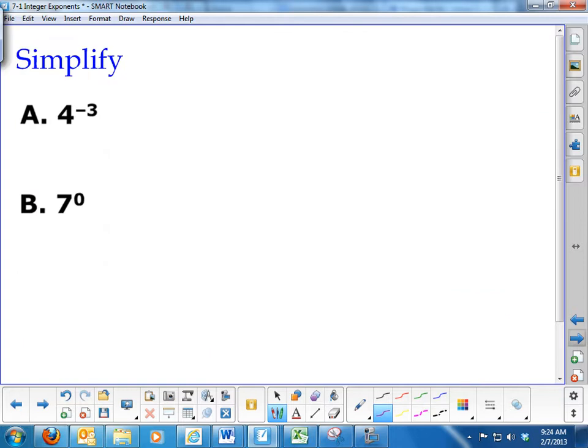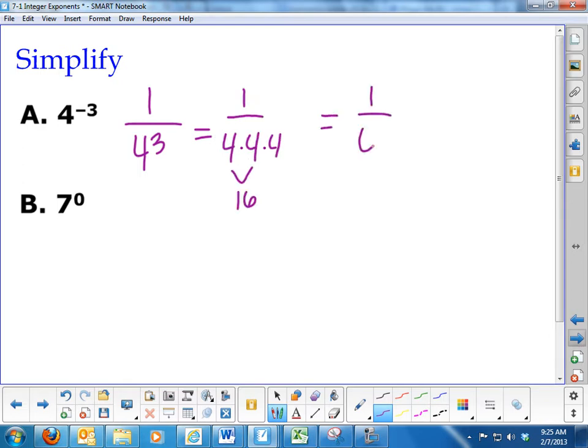Let's try a couple. 4 to the negative third. To make this exponent positive, what do I do? I bring it downstairs. I take it from the numerator upstairs down to the denominator, and it becomes positive now. So I have 1 over 4 to the third, which is 1 over 4 times 4 times 4. Well, that gives me 16. 16 times 4 gives me 64, so I get 1/64. 7 to the 0, oh, we've got that one down now. Anything to the 0 is 1.